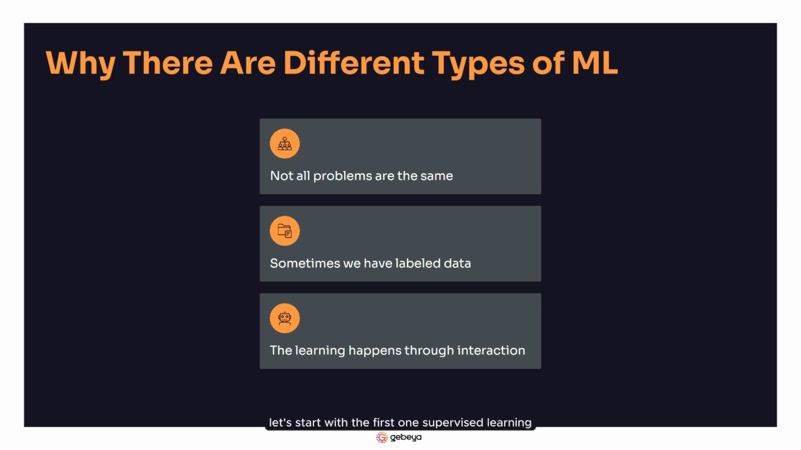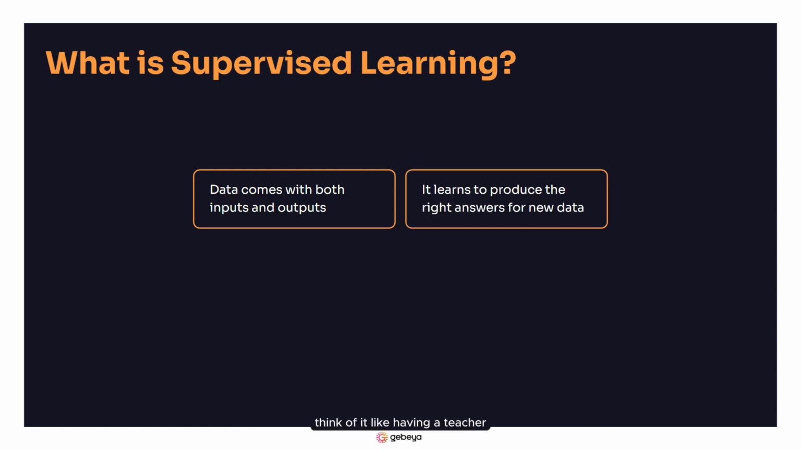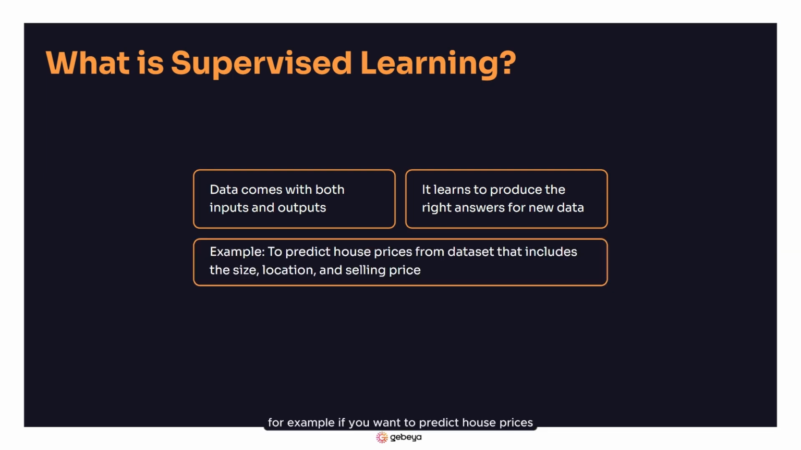Let's start with the first one, supervised learning. In supervised learning, your data comes with both inputs and outputs already labeled. Think of it like having a teacher who provides the correct answer for each question in the practice test. The algorithm studies these examples, and over time, it learns how to produce the right answers for new, unseen data. For example, if you want to predict house prices, you might have a dataset that includes the size of the house, its location, and the selling price. The model learns the relationship between size and price, and then it can predict the price of a new house just from its size.